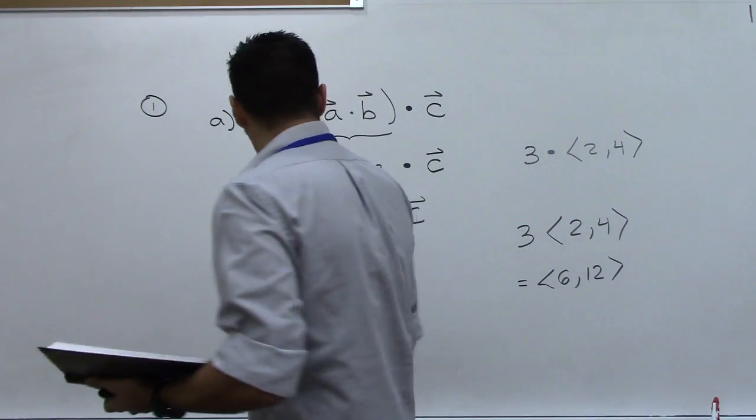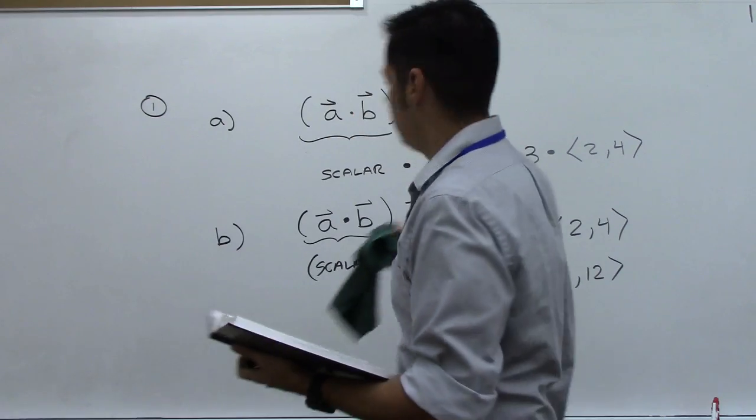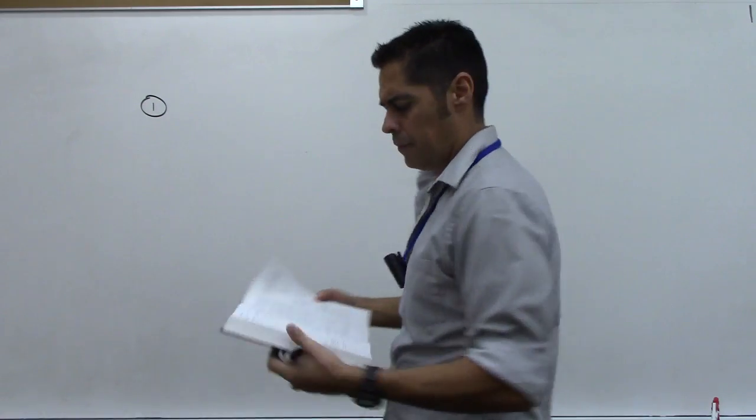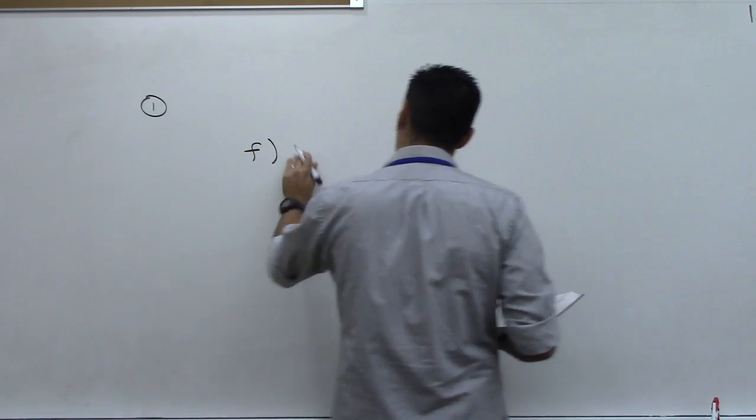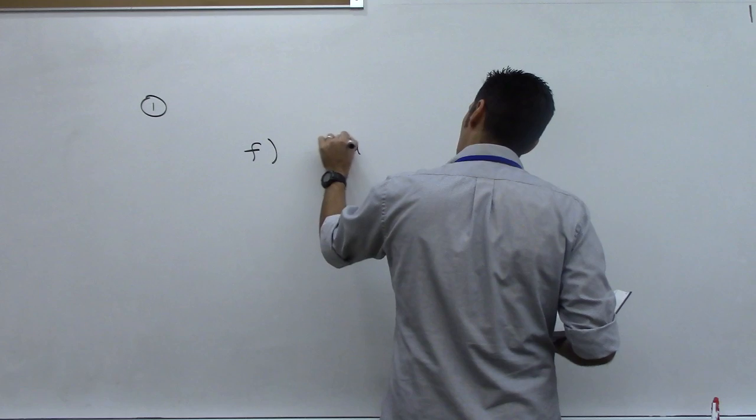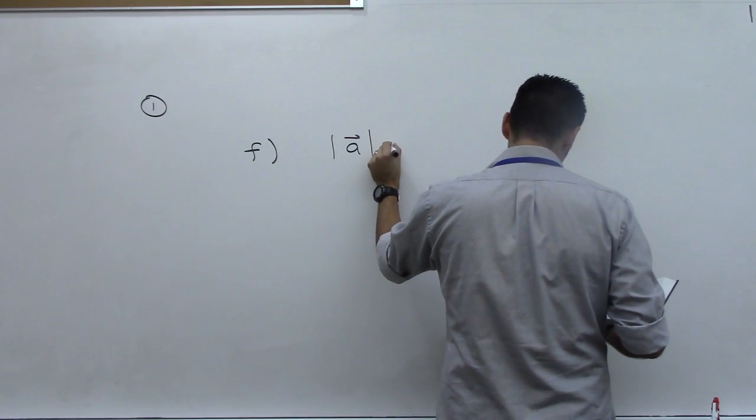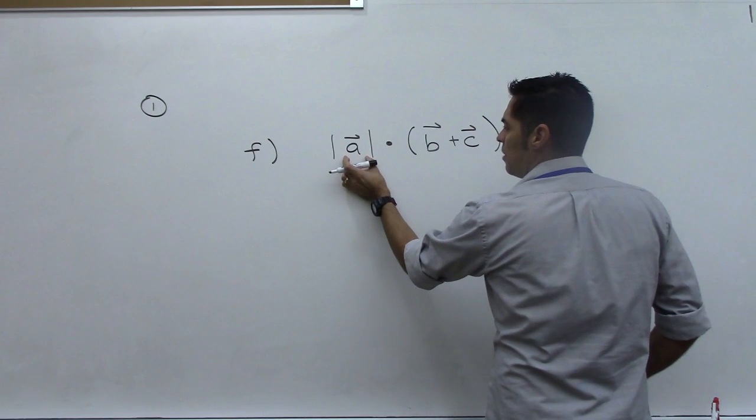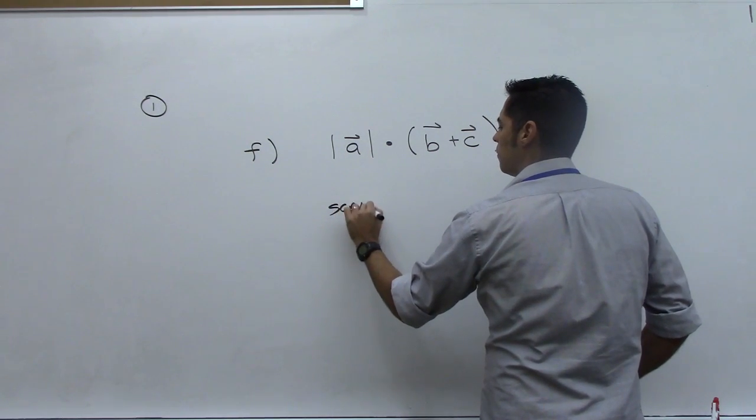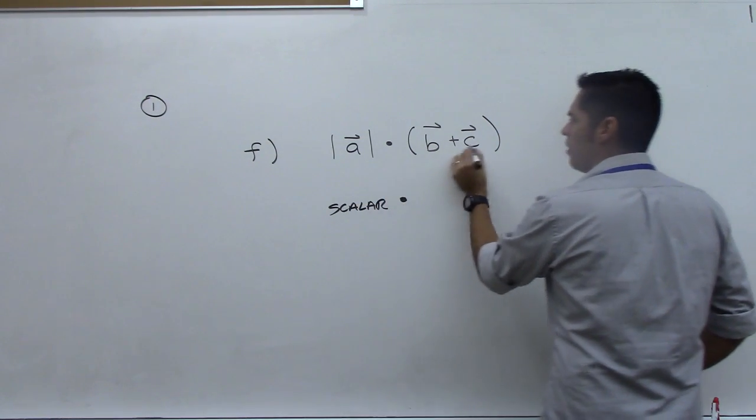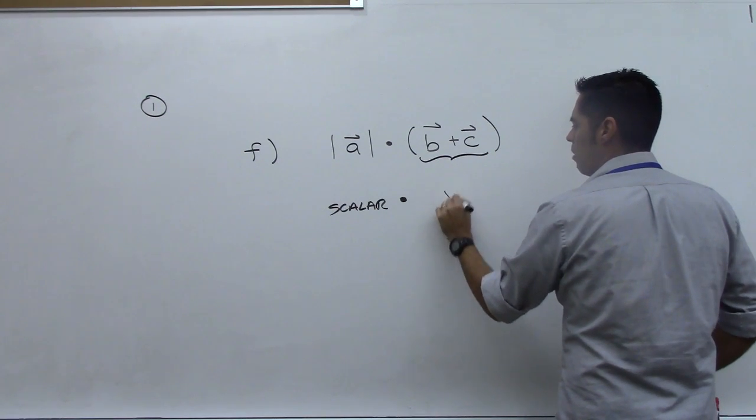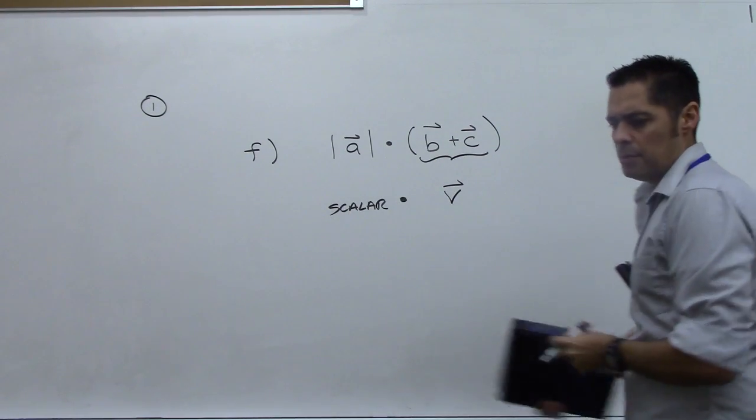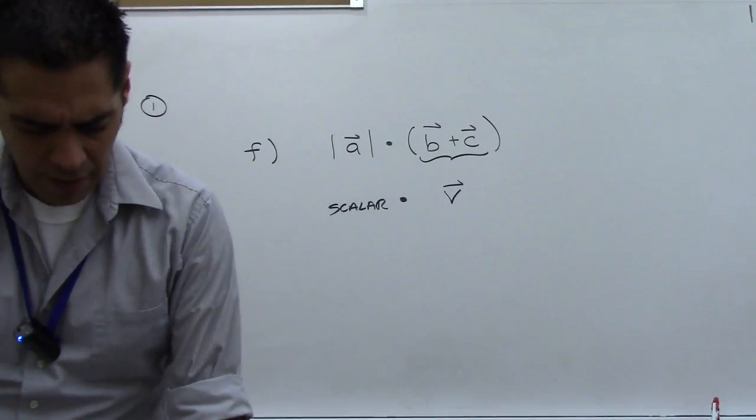All right, and then we'll just do one more. Let me do F. So for F, we have the magnitude of a vector A dotted with the vector B plus the vector C. So you can see here again, the magnitude of a vector is going to be a number. So this is a scalar. And then we're dotting it with the sum of 2 vectors. When you add 2 vectors together, you get a new vector. I'll call it V. And so this is kind of like part A. You have a scalar, you're trying to dot it with a vector. That's not possible. So this would not make any sense. All right, I'll let you do the others.